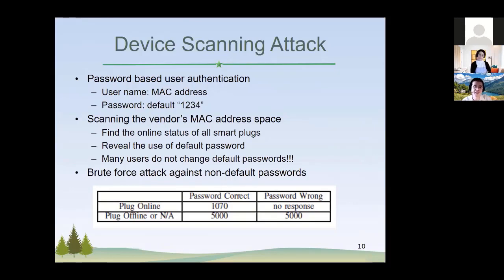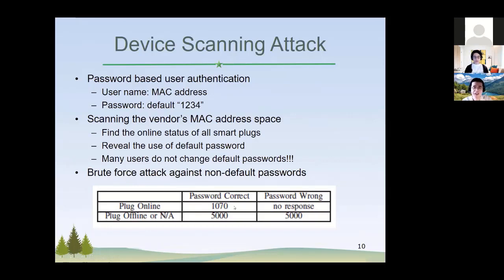Now we can do this kind of device scanning attack. It means we try each MAC address with the default password, and then see if we can get some response from the actual device. We did a lot of experiments. Here is a table to show what the response from the Edimax communication system is when we send the username, which is the MAC address, and different passwords. You can see here, if the plug is online and the password is correct, then we got 1070. Then we know, yes, the plug is online, they have this device, and the password is correct.